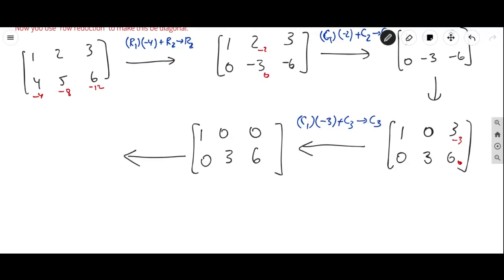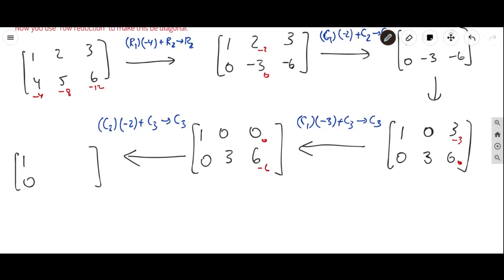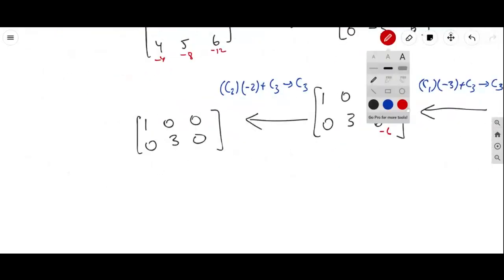So here what we do is we take C2, column 2, multiplied by -2. We'll add it to column 3, and then we'll substitute that into column 3. So multiply these by -2, so we will have 0 here, -6 here. And when we do the calculations, we end up with 1, 0, 0, 3, 0, 0. And now when it's written like this, this is fully simplified. It's fully simplified because it's a diagonal and everything else is filled with zeros.